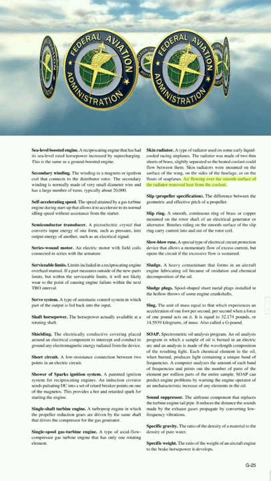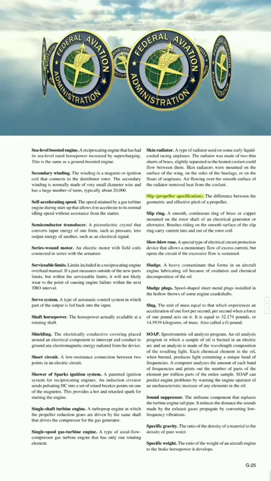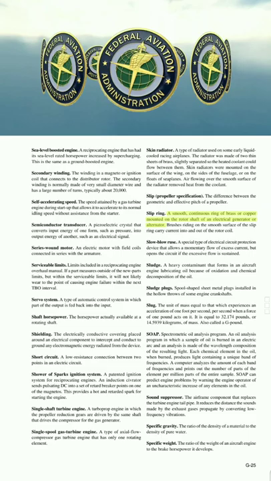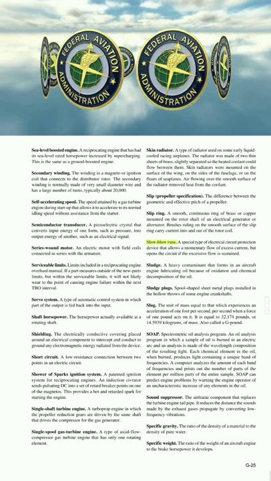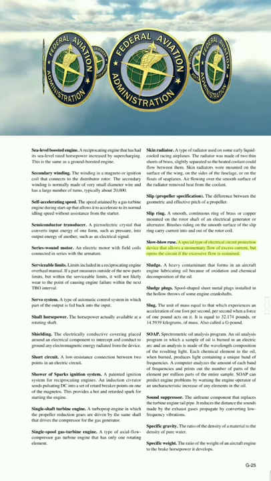Slip, propeller specification. The difference between the geometric and effective pitch of a propeller. Slip ring. A smooth, continuous ring of brass or copper mounted on the rotor shaft of an electrical generator or alternator. Brushes riding on the smooth surface of the slip ring carry current into and out of the rotor coil. Slow blow fuse. A special type of electrical circuit protection device that allows a momentary flow of excess current, but opens the circuit if the excessive flow is sustained.